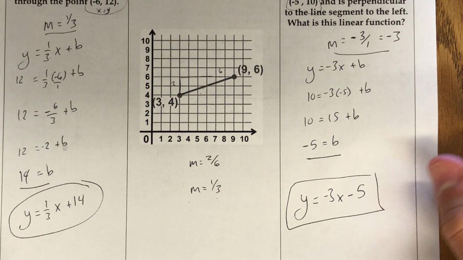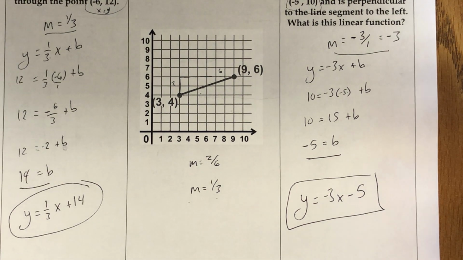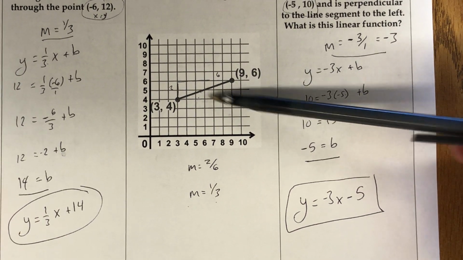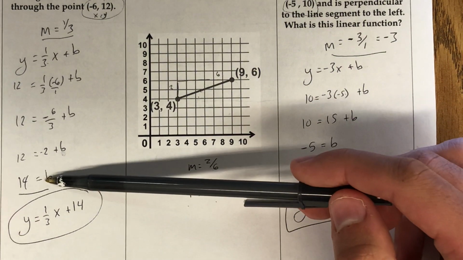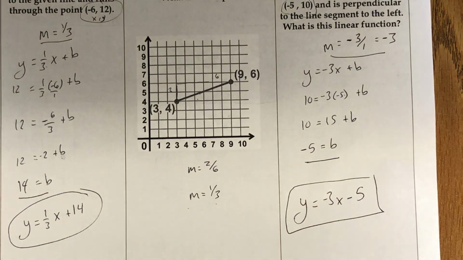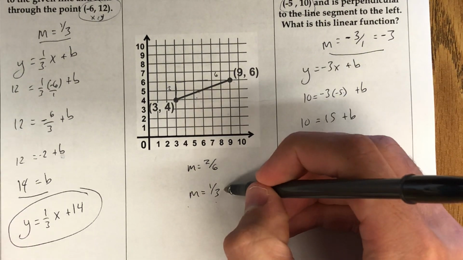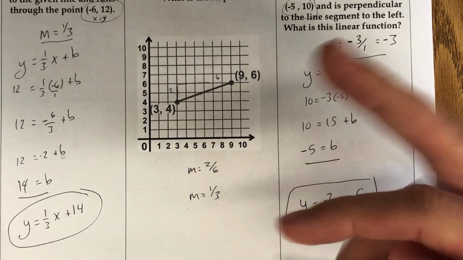Okay. So when you are writing parallel and perpendicular functions here, your steps are to find the slope. So look at the line segment, figure out what its slope is, then plug in the slope and point to figure out b. Once you have m and b, then you can write your function. Same idea for both, just make sure to check whether it's parallel or perpendicular. Parallel means same slope, perpendicular means negative reciprocal.